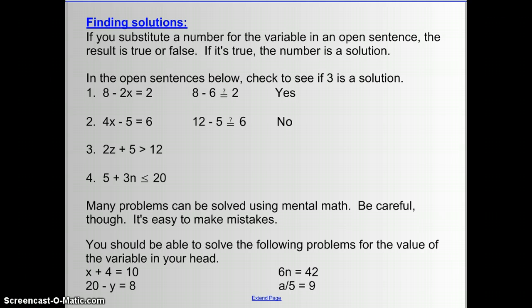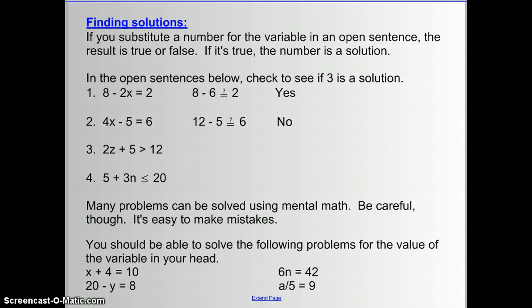You should be able to solve the following problems for the value of the variable in your head. So now instead of substituting a number for the variable, we're going to solve for the variable. x plus 4 equals 10. Well, to solve this, you want to isolate the variable. Get the variable all by itself on the left-hand side. So in the first one, subtract 4 from both sides, and you get x equals 6.